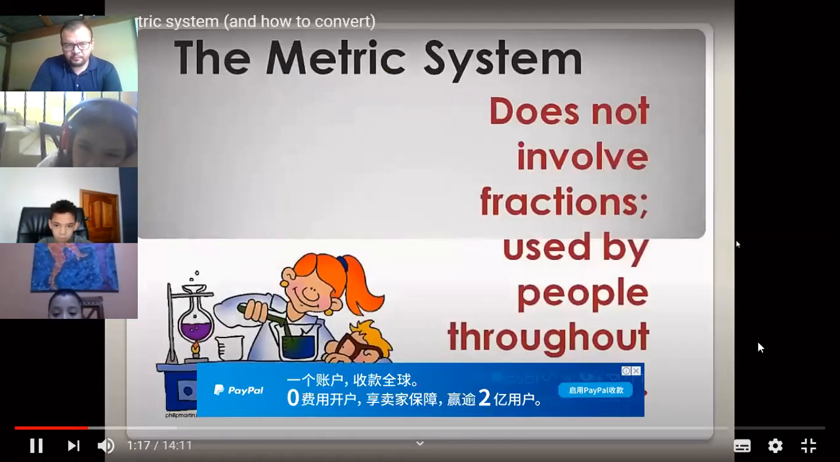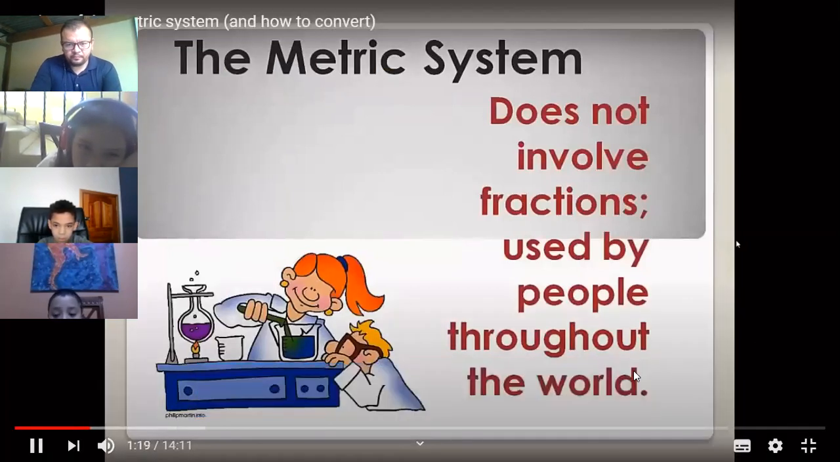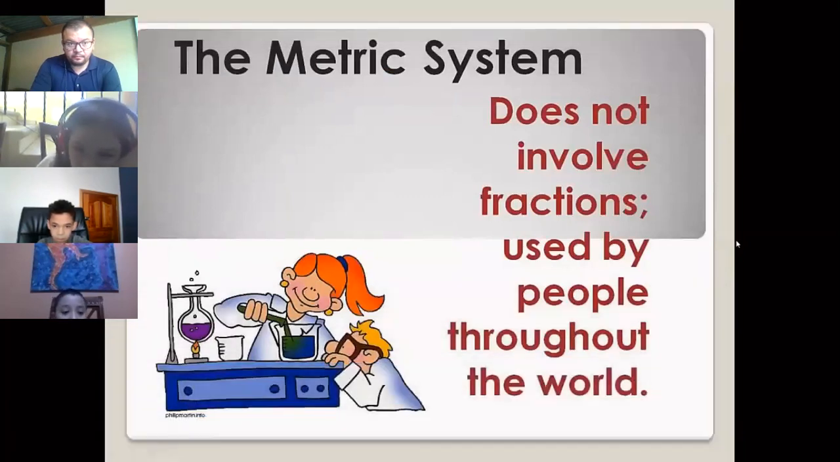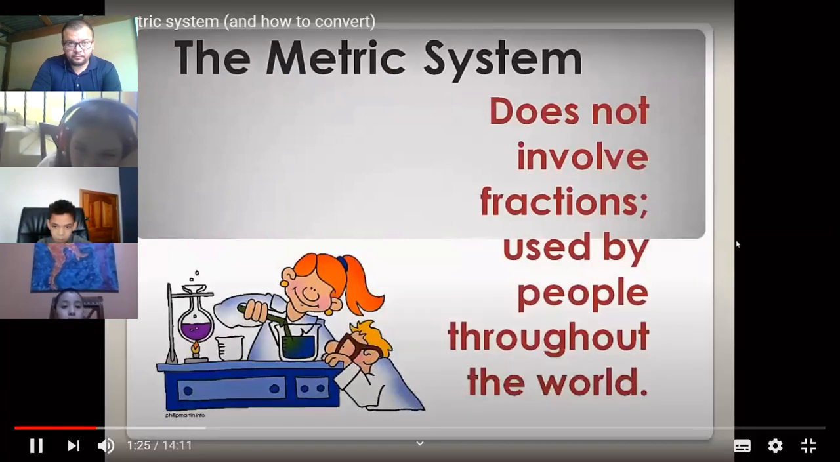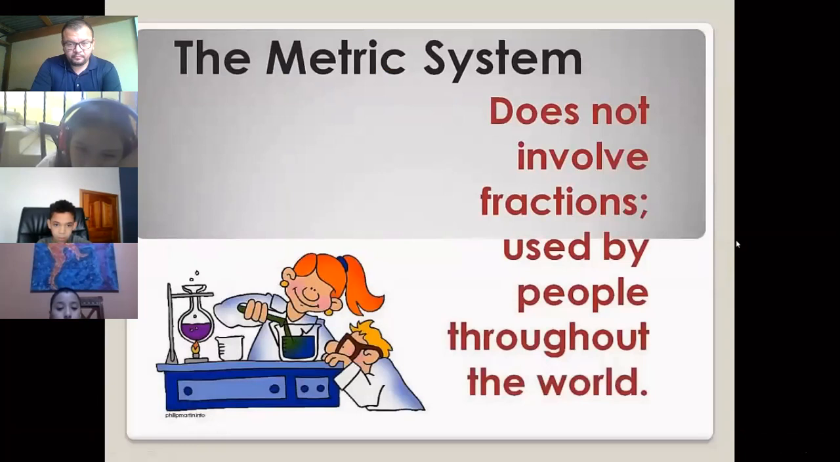The metric system really doesn't involve any fractions. You may see it as 1 over 10, but to me that's 0.1. You may see 1 over 100, but to me that's 0.01. The metric system is also used by people throughout the world.